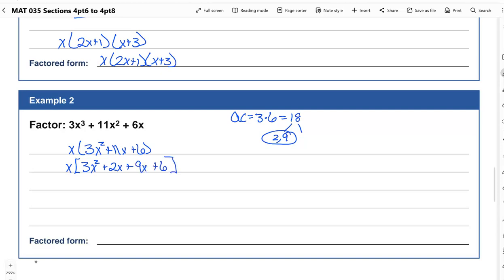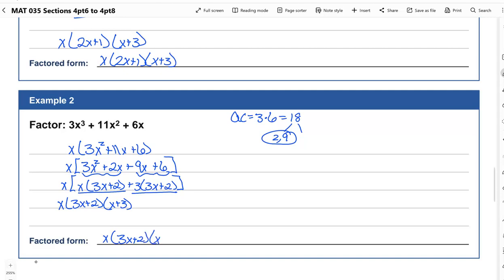Okay, that's all I do is I rewrite that middle. It's just rewriting in a clever way. First two terms have an x in common, leaving me with 3x plus 2. Second two terms have a 3 in common, leaving us with 3x plus 2. If I look at what those terms have in common, we have 3x plus 2. And the leftovers will be x plus 3. So this factors into x times 3x plus 2 times x plus 3.